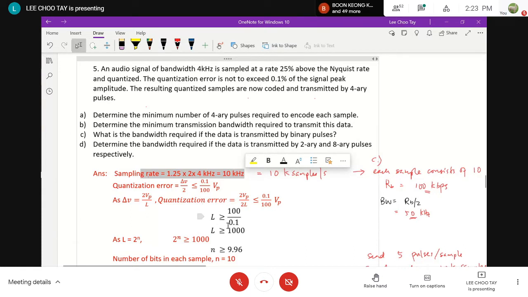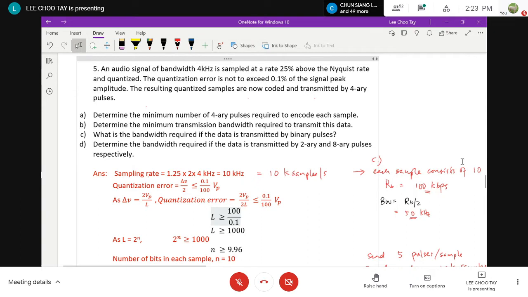And the quantization error is 0.1% of the peak signal amplitude. So that means your L must be greater than 100 over 0.1, which suggests that L must be greater than or equal to 1000. That tells you your n must be greater than 9.96. So to get the minimum number of M-ary pulses required, we take the minimum value for n, which is 10.